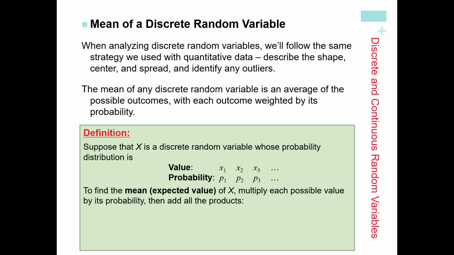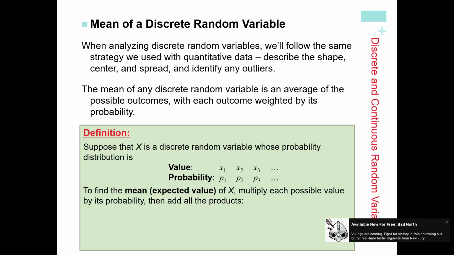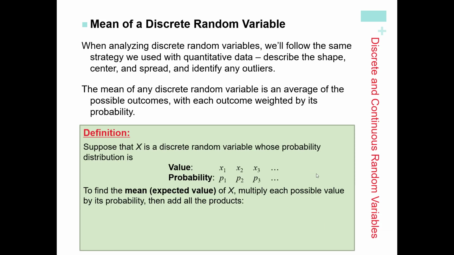To find the mean, or the expected value of X, what you want to do is multiply each possible value by its probability, then add all the products. It's going to look a lot like this. So mu of X, which is also called E of X, or expected value of X, is going to be X1 times P1 plus X2 times P2 plus X3 times P3 plus and so on. You can also summarize it with sigma notation, the sum of Xi times Pi, and just run that through all the X's.